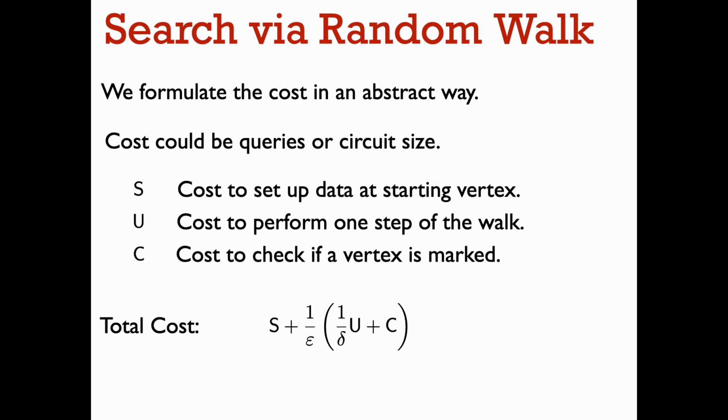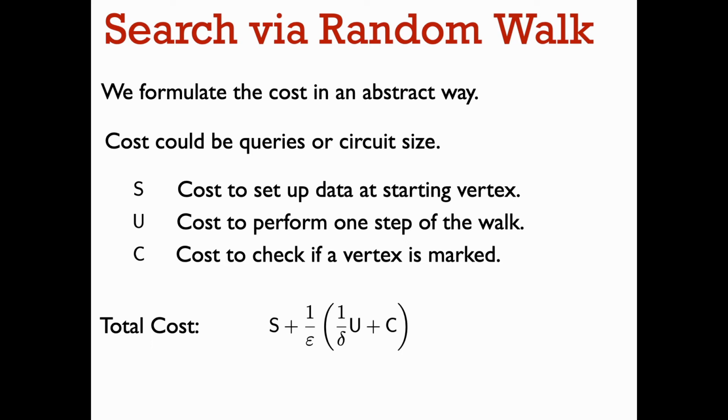Let's formulate the cost in a more abstract way. This will allow us to apply this framework in many different situations. First, there is an initialization cost, S. This is the cost to set up the data at our starting vertex. Then there is a cost, U, to do 1 step of the walk. Finally, there is the cost, C, to check if a vertex is marked.